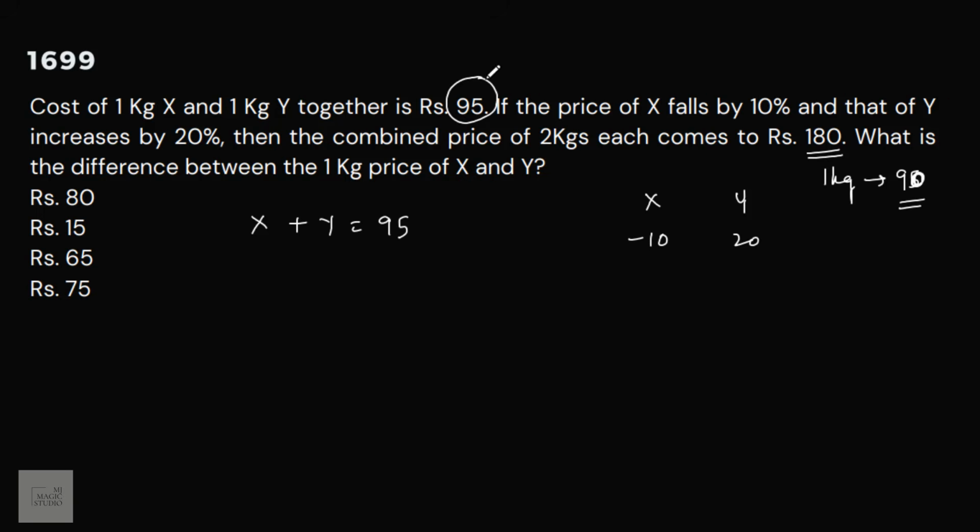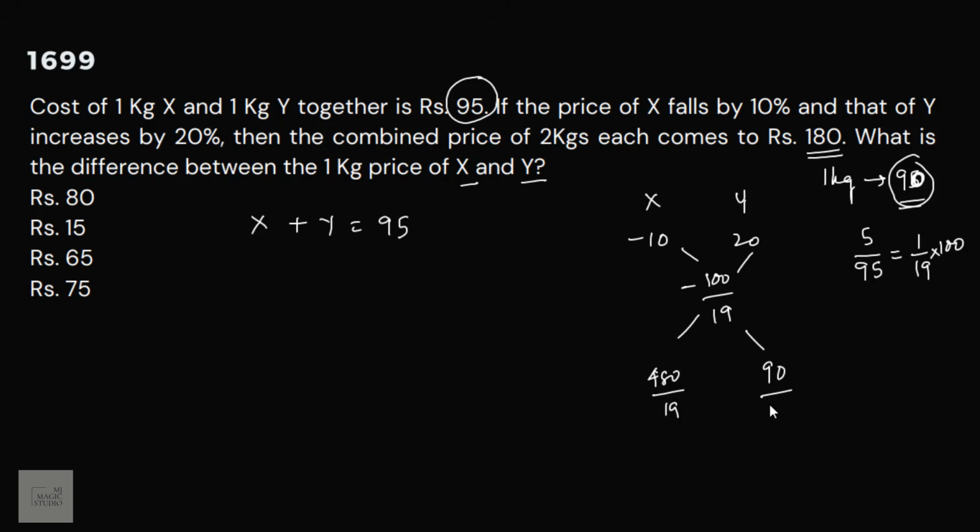That means how much is the fall in the combined price? Fall in the combined price is 5 by 95 minus 100 by 19. So this would be 380 and 100, 480 by 19 the change, and here change would be 190 minus 190 by 19. So the ratio of prices of X and Y is 48:9.